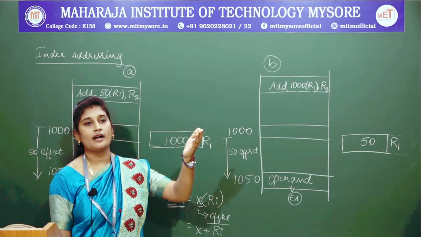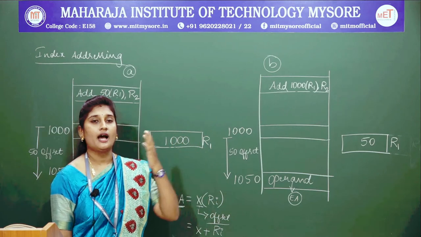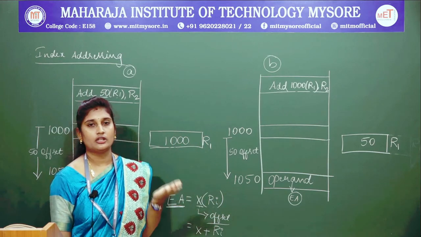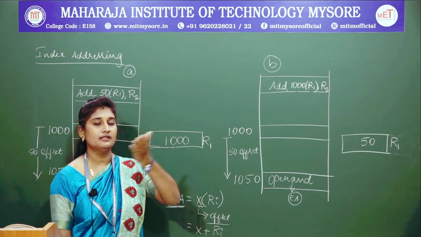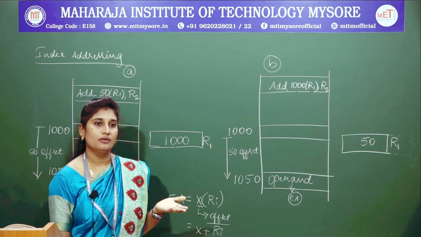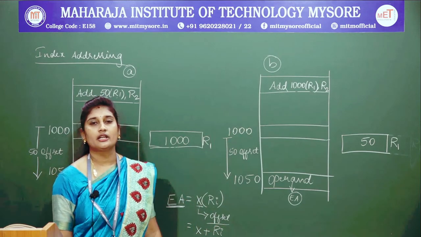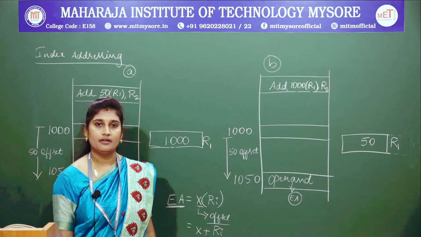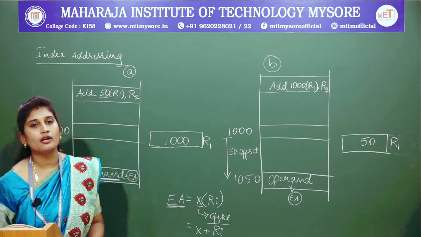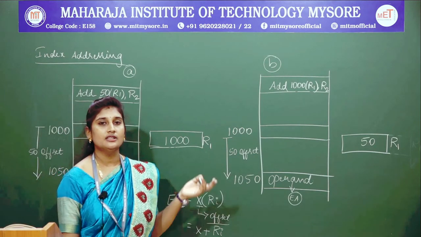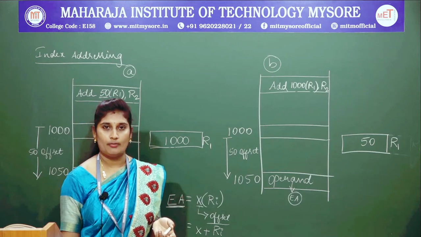So you need to add upon your offset or displacement. That offset will either be given in the instruction directly, or it will be present in your general purpose register. Fine. So now let us look at a simple program to see how this index addressing mode operates.